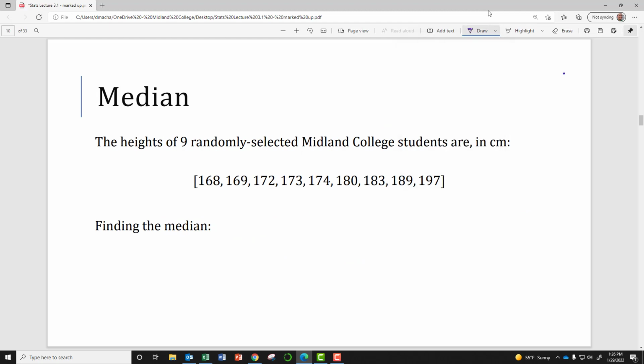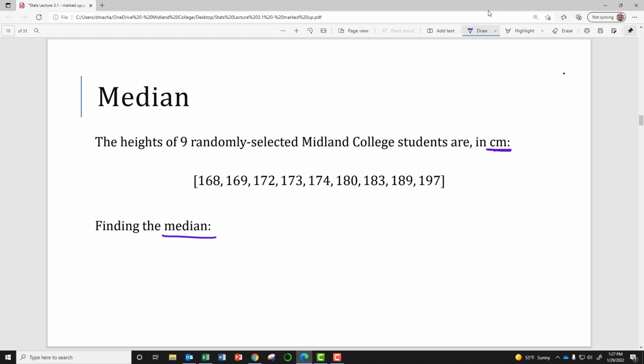Okay, let's talk about the median. The heights of 9 randomly selected Midland College students are given here. This is in centimeters, which is why those numbers look so large, but this is actually a fairly typical distribution of heights in centimeters. And this is what you would do if you wanted to find the median.